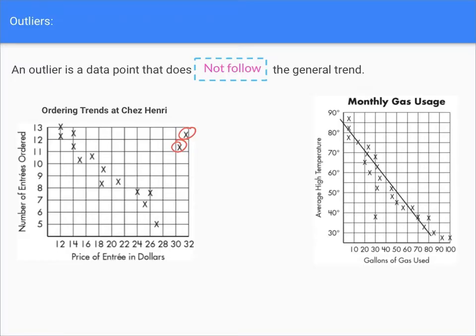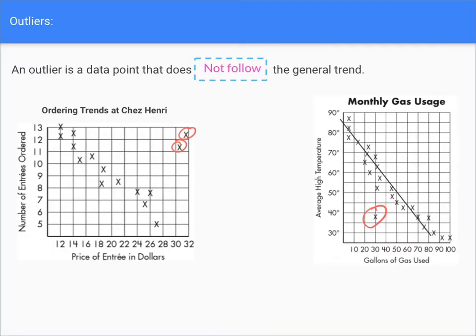And there are always reasons for outliers. Perhaps those are the things that are the best dishes that this restaurant serves. So they are very popular and people order them even though they are very expensive. The other graph that we have there is monthly gas use, and we can see the outlier here is down and to the left. The general trend shows a negative trend, but there's one all the way over there to the left. And of course, there could be a reason for this.